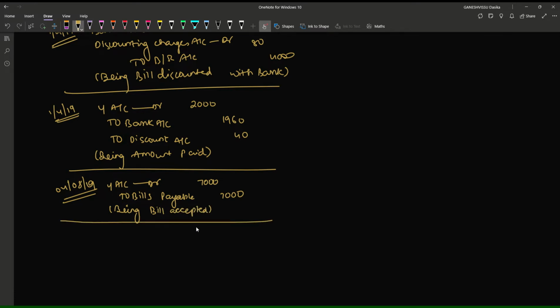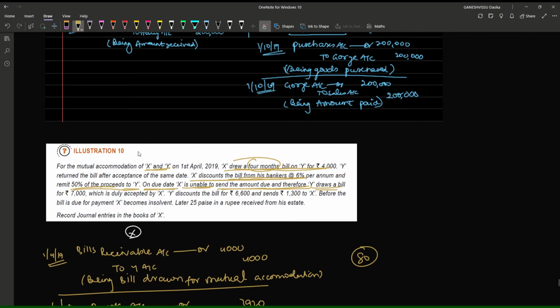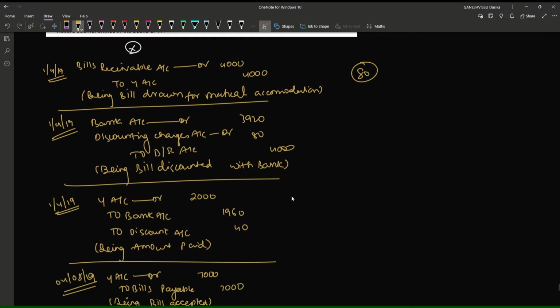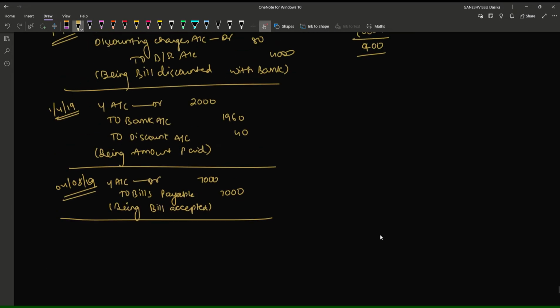Okay, being bill accepted. Now what happened here? We can see it is duly accepted by Y. Now Y discounts the bill for 6600 and sends 1300 to X. What is the discount amount here? On 7000 rupees, 6600 is the amount which has been received. That means 400 is the discounting charges which has been taken by the bank.